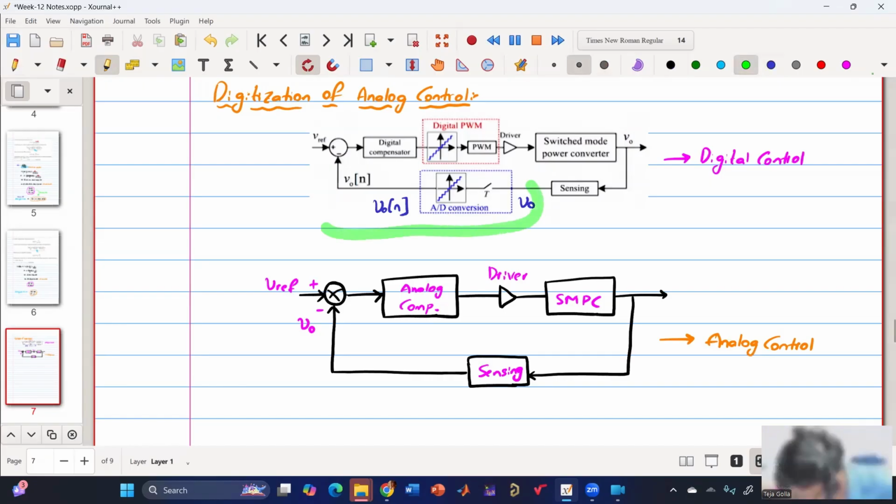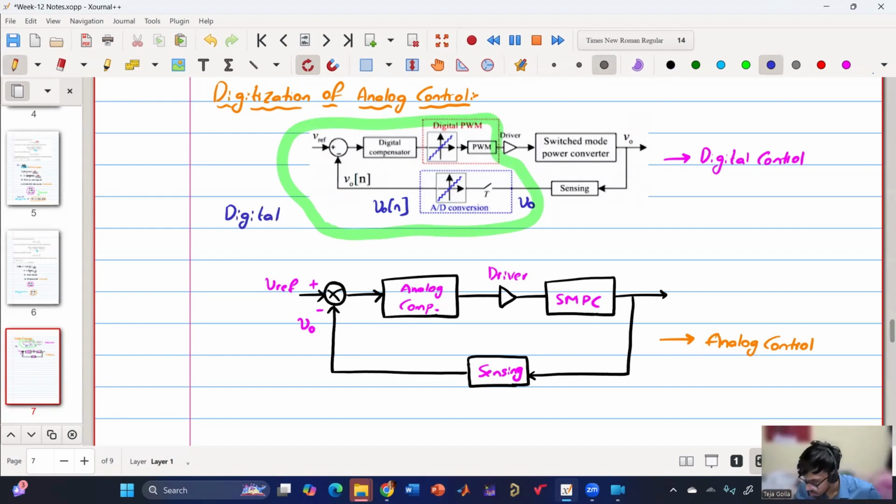So this entire thing is digital. Now this is in digital way. So it needs an analog to digital conversion, or analog to digital converter, which is also called ADC. So once we have the ADC, the V naught is sampled and then converted into V naught of N. Then the V naught of N is subtracted from the V reference to generate the error voltage, which is again a digital error. So this becomes V error of N.